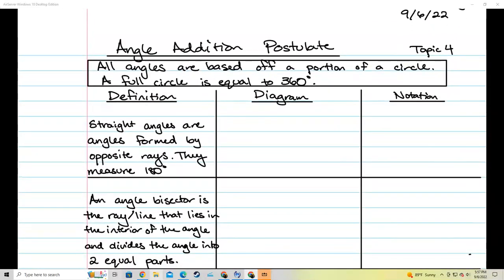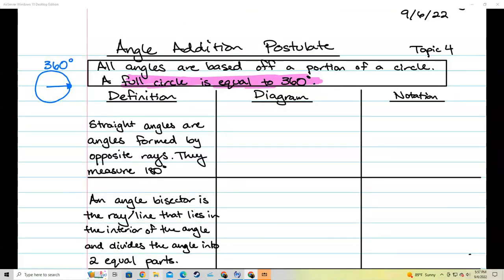So angle addition postulate, we're going to start off with the fact that all angles are based off of a portion of a circle, and a full circle is equal to 360 degrees. So I'm going to go ahead and highlight that. You're going to need 3 highlighters for the lesson today. A full circle is equal to 360 degrees. So if I were to get a full circle, like let's say I have this line right here, okay, and it starts here, and then I would take that ray and go all the way around. This would be a full 360 degrees to go all the way around from the center of that circle.